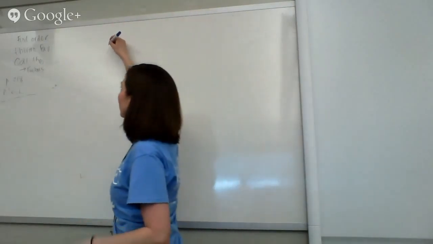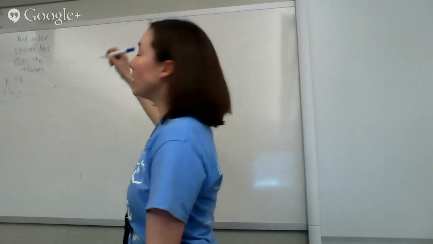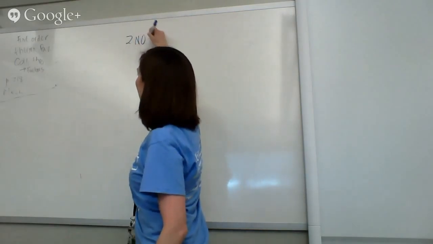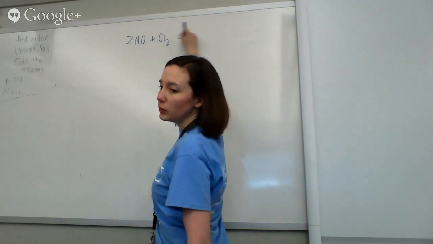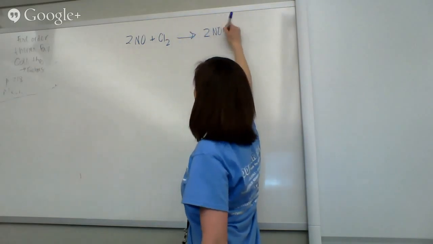Let's look at page 217. They give us a little chart. So using our book, we're looking at page 217 and looking at how to find the order of a reaction from a given chart of information. They give you the balanced equation, 2NO plus Cl2 is 2NOCl.